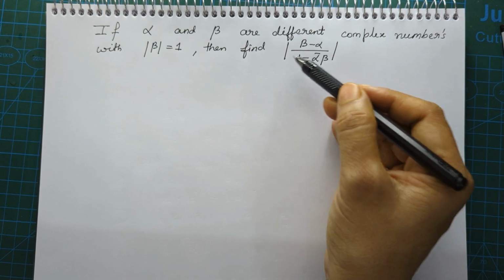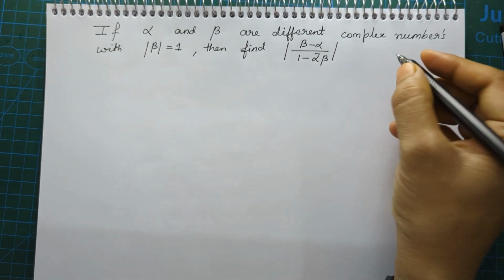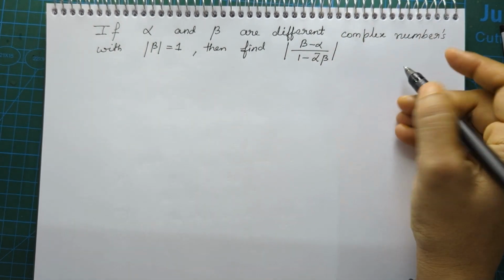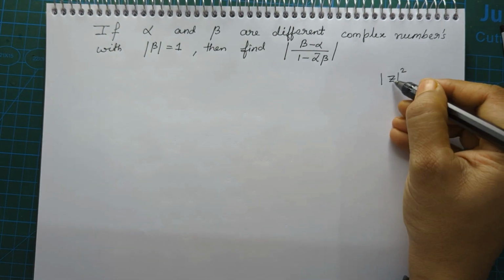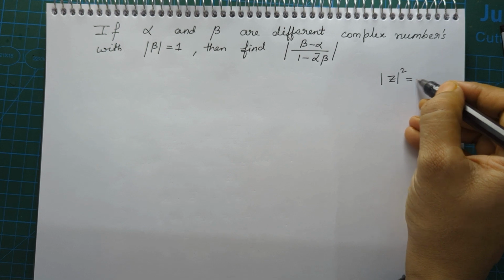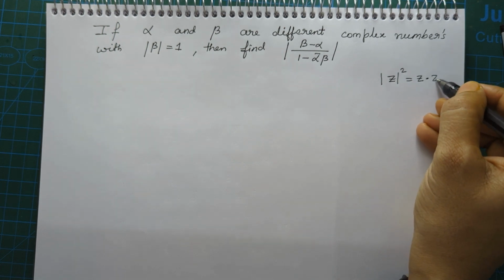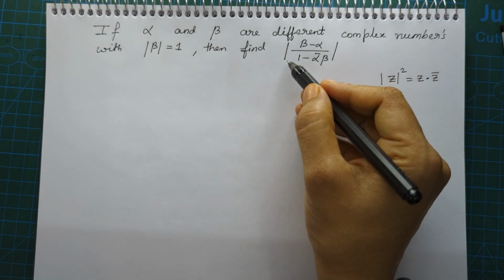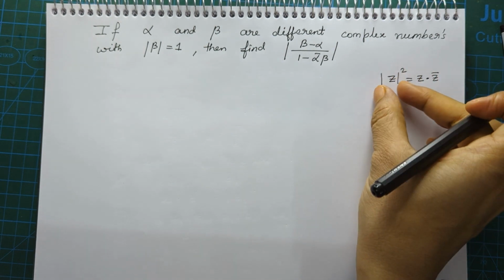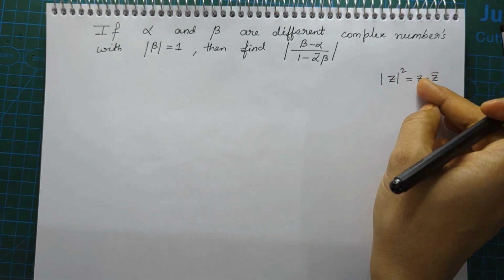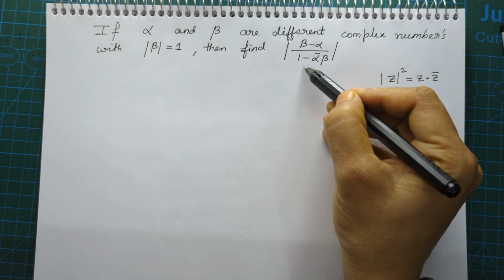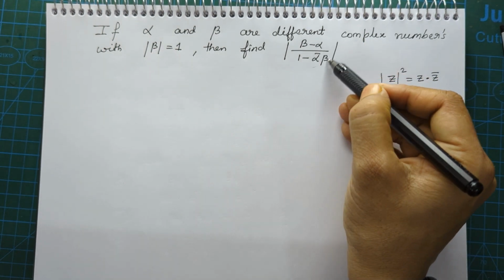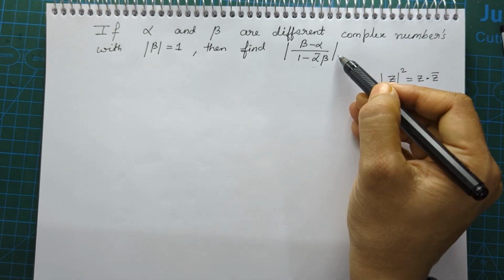a complex number. Since we have to find mod of a complex number, we can imagine that this is related to something like mod z square. Z is a complex number. Mod z square is the complex number times its conjugate. So if we want to find the value of this, first we have to multiply the complex number and its conjugate. Means this complex number and this complex number's conjugate, and then we will come to the value of this.